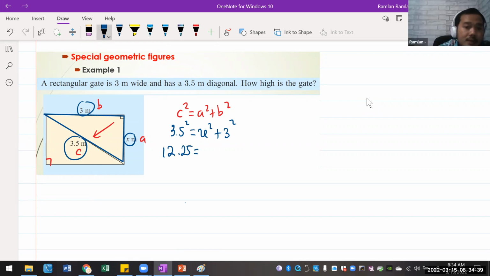The x squared doesn't change, so it's just x squared. And 3 squared, of course, is 3 times 3, which equals 9. So next question, I'm going to go to Alzam. Alzam, what should we do next? Remember, we are looking for the value of x.